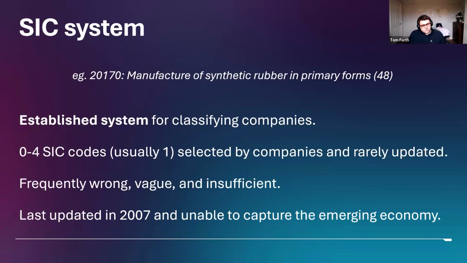There are 0 to 4 SIC codes, usually 1, selected by companies when they register. They're allowed to update their SIC codes whenever they like. They almost never do. And that means that SIC codes are frequently wrong, vague, and insufficient. We saw that with the Veolia example. And the SIC code system itself was last updated in 2007, so it's unable to capture the emerging economy.